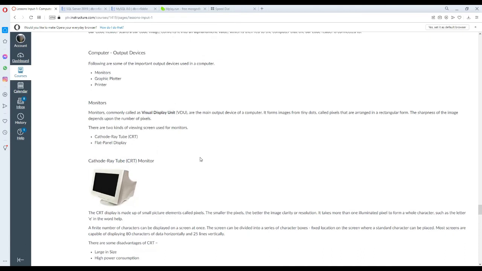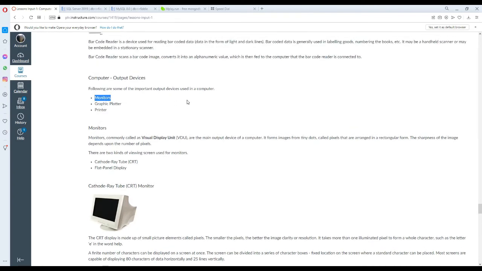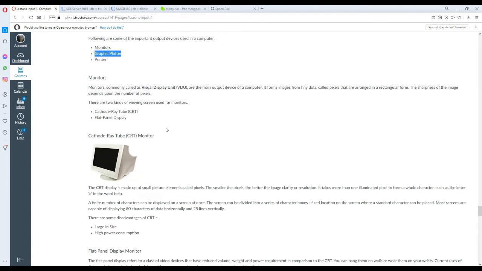We have output devices. For the output devices, the most commonly seen are the monitors or your screen. We also have the printers, and this is the grandfather of the printers, the graphic plotter. For the monitors, we have CRTs. If you are familiar with this one, they are very heavy, very big, and very bulky, which consists of cathode ray tubes.